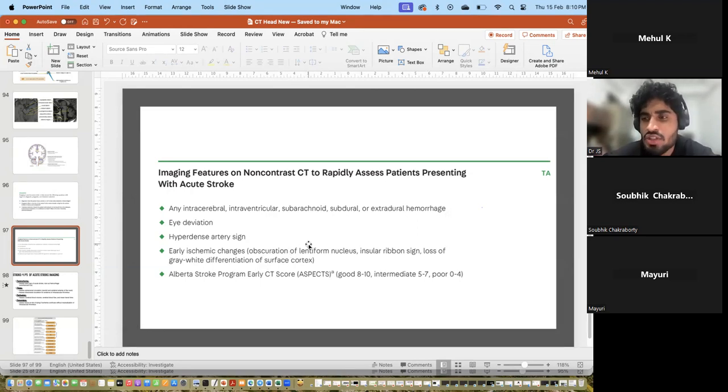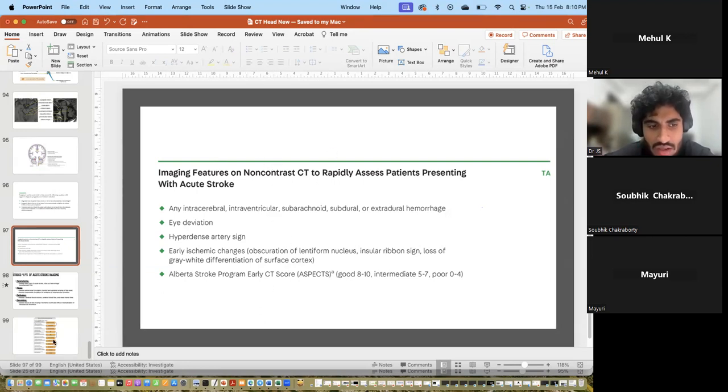Okay, stroke is because of obviously vascularity. We have to go through that imaging as well. Then we have an ASPECT score, which is an image-based stratification of the stroke on imaging, CT head. Okay, so that is one thing. These are the signs usually on NCCT that can be appreciated.